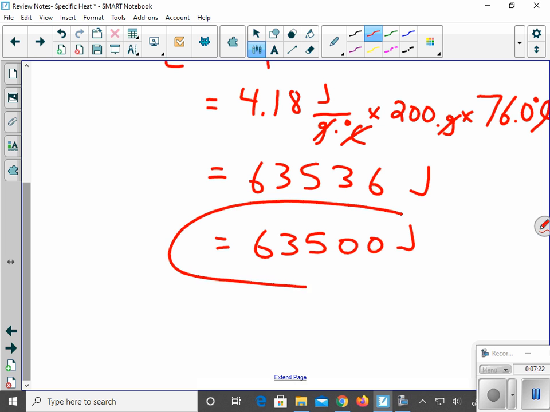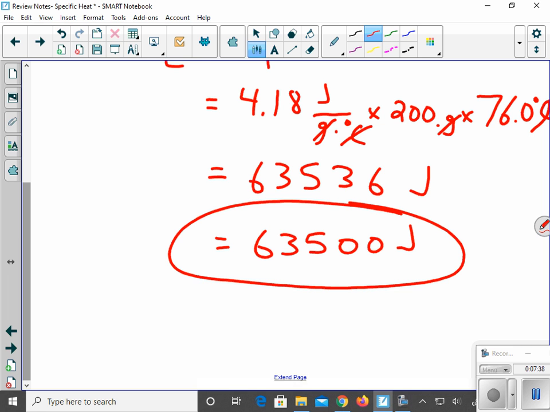So the amount of energy needed to heat up that cup of tea is 63,500 joules. Nice and easy, like I said.